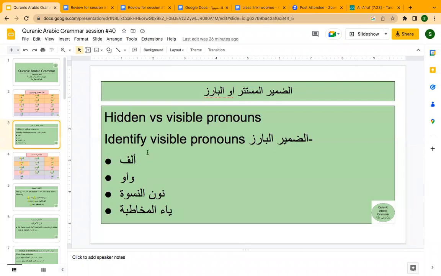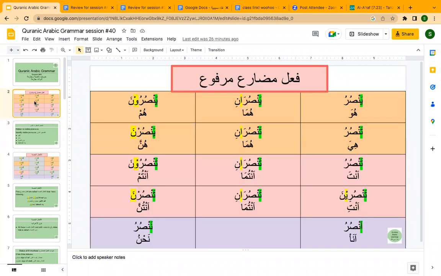Don't forget them. If anyone asked you, where is the pronoun? Where is the inbuilt pronoun? Can you see it? Yes, you can see it in all these cases. In af'alul khamsa, it's there, it's visible, right? Af'alul khamsa include which af'al? What should be there in af'alul khamsa?